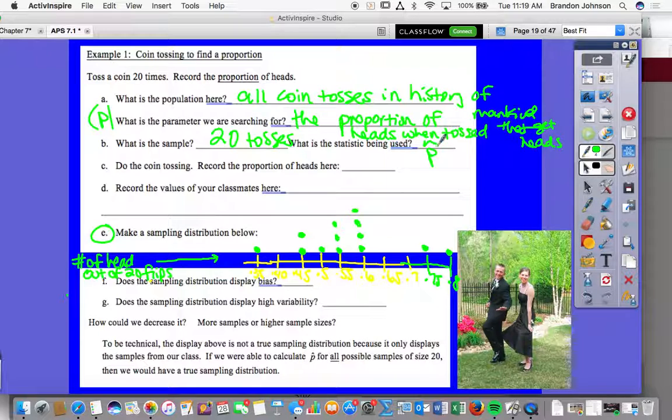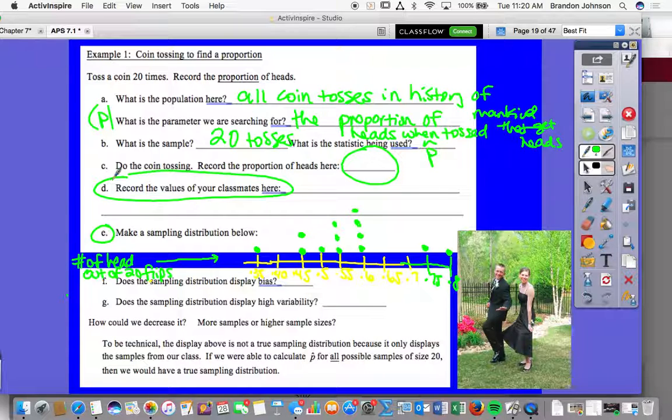All right, now when we recorded the proportion of heads, I want you to put it right here. Now, what you see down below, when it says record the values, the values can be seen down here, or you could see it up there. Just make sure you copy that down. You don't have to write it here.